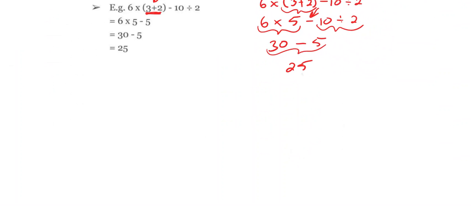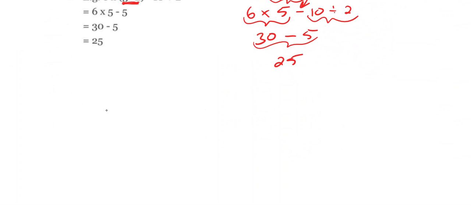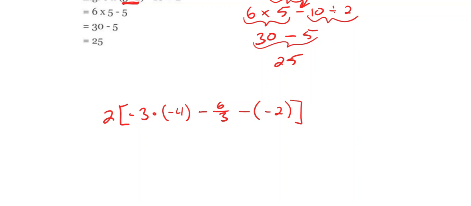Let's do another one here though. All right, so let's make one up. So let's go 2 times negative 3, in brackets, because I like brackets like that, times negative 4, minus, let's go 6 over 3, and then minus negative 2. Oh man, this is what makes me want to cry.